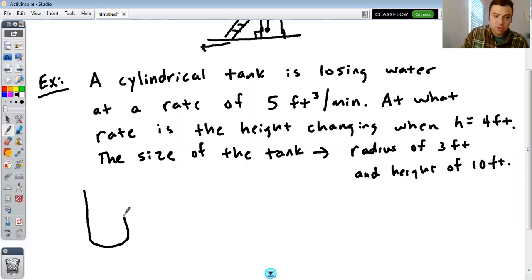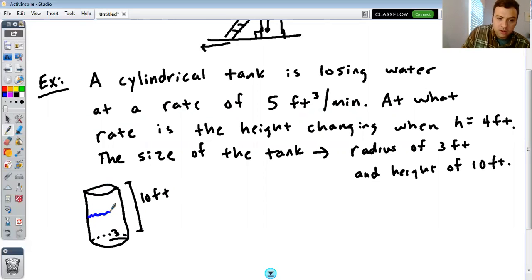So here's my cylindrical tank. We know that the radius of the tank is 3 feet. And we know that the height of the tank is 10 feet. And this tank has some water in it, right? And we are highlighting the point when the height of the water is 4 feet. So every related rates problem is going to sort of pause the problem at some instant. They ask you to solve for some rate of change in that instant right there.